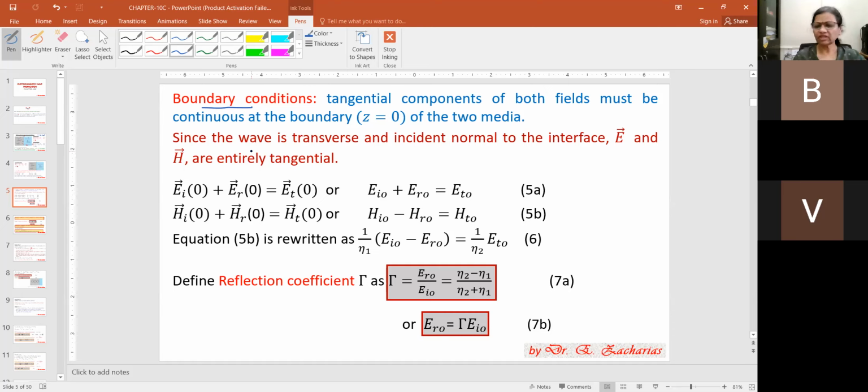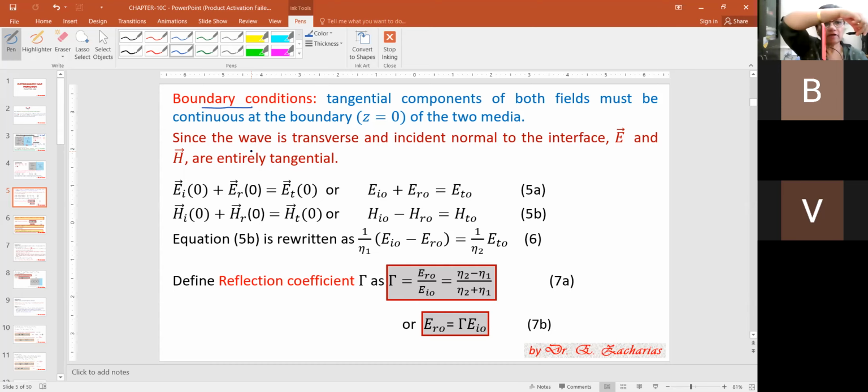Now, you must remember that we are talking of transverse waves. So let me just draw this. Let's say that this is the boundary of the two media. And let's say that a wave is coming like this. The k vector is this. What will be the direction of the electric field and magnetic field? The electric field and magnetic field will obviously be perpendicular to the k vector.